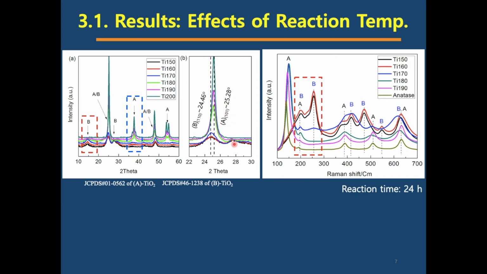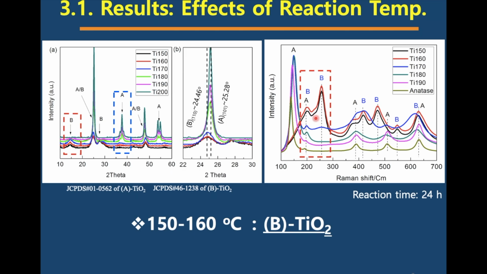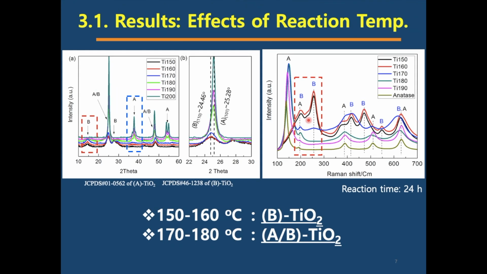To confirm this phase, Raman spectra were also utilized. As you can see, the broad peak here shows the composite between A and B phase. So from the XRD and Raman spectra, we can conclude that at low temperatures, 150 and 160, only B phase was formed, while at 170 to 180, the composite between anatase and B phase titania formed. However, at temperatures greater than 180, only anatase was detected.